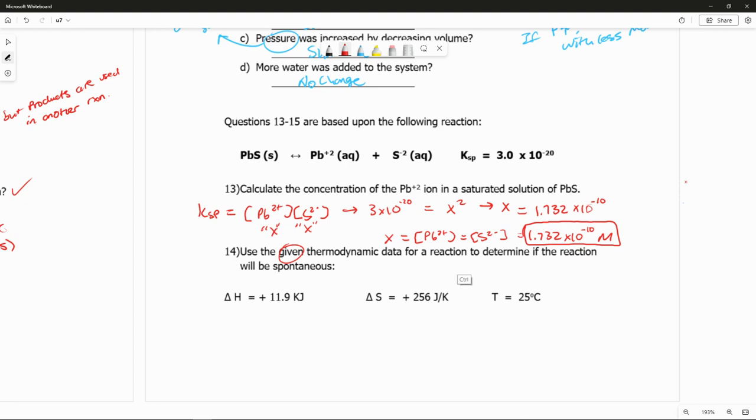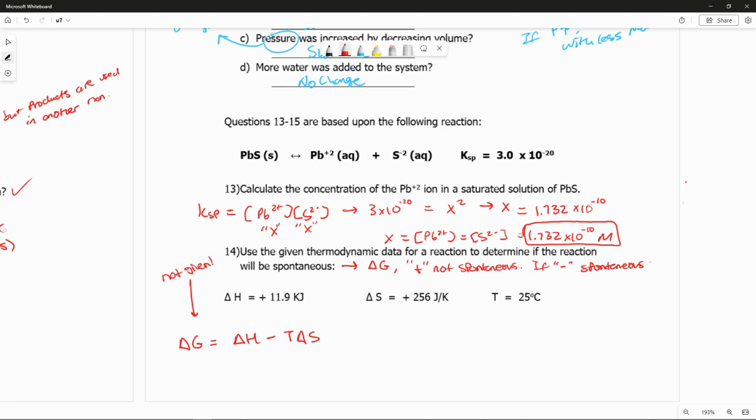Use the given thermodynamic data for a reaction to determine if the reaction is spontaneous. We are solving for delta G. If delta G is positive, not spontaneous. If negative, spontaneous. The equation we're going to use is the Gibbs free energy equation: delta G equals delta H minus T delta S. This is not given on your test. You have to memorize it.